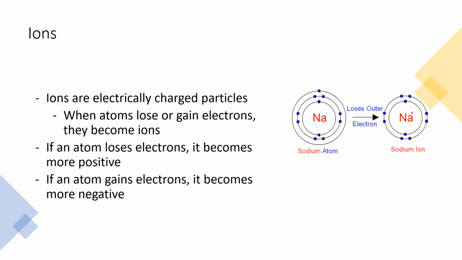So on the right we have a sodium atom, and a sodium atom has 11 electrons surrounding its nucleus. But if it loses one of those electrons, it now has a positive charge because there are now 11 protons in the nucleus and only 10 electrons surrounding the nucleus. So the sodium ion would have a positive charge.